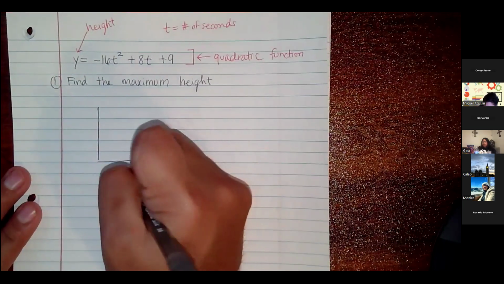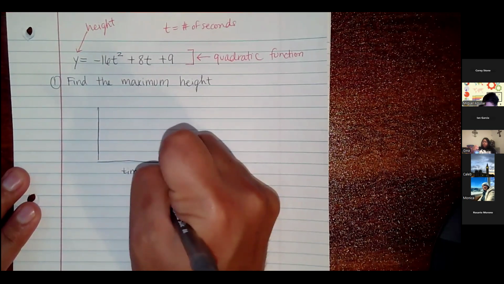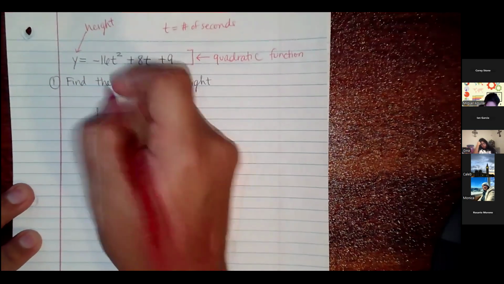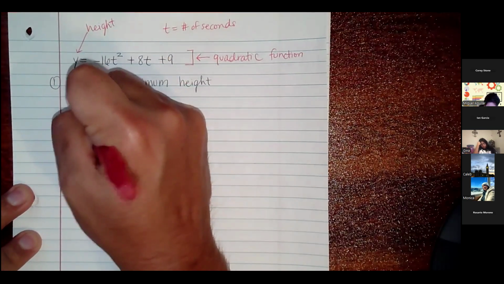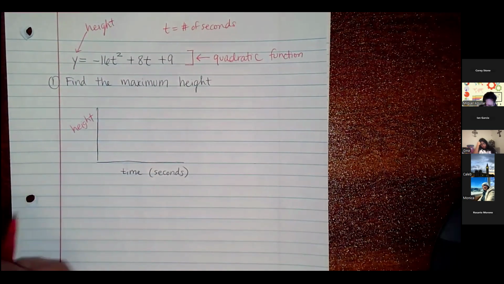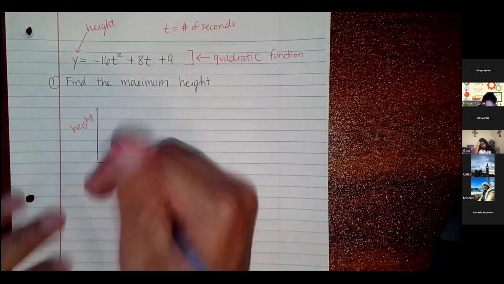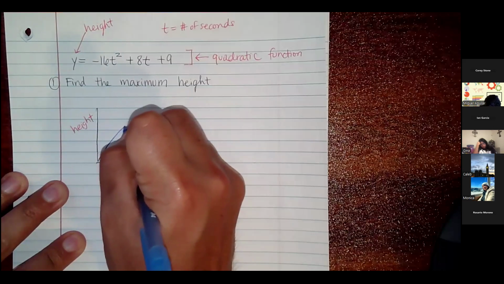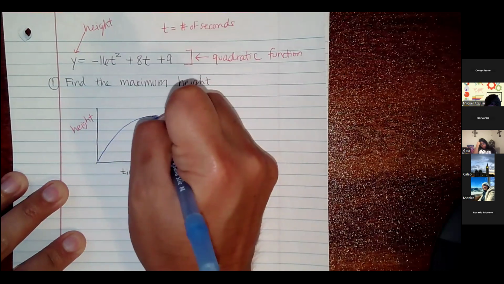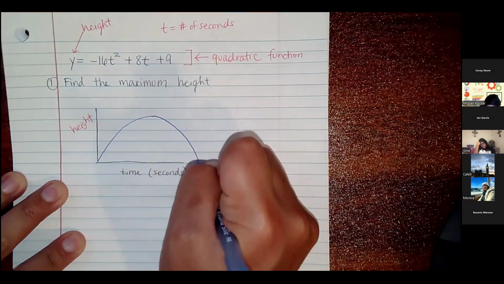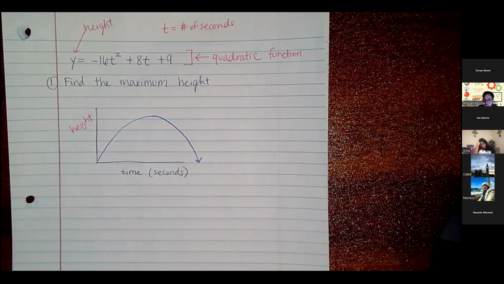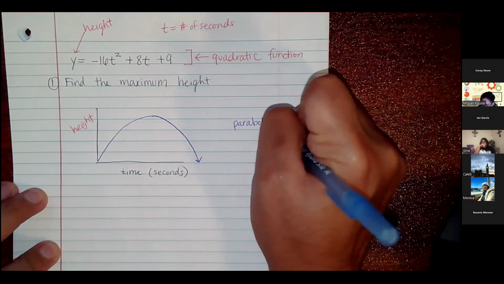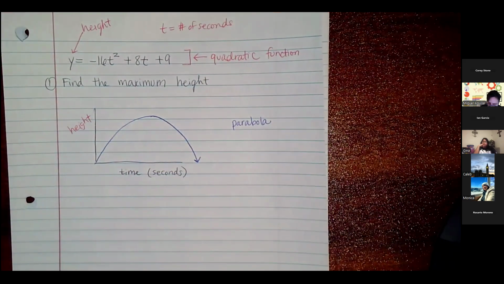So if you think about this, let me draw a little graph here where the bottom of my graph is time in seconds, and then the y-axis represents the height of the ball. Then as I kick the ball, it should reach a maximum height somewhere, and then eventually gravity is going to bring it back down to the ground, right? And so this is the parabola that we should be expecting, because all quadratics form a parabola.